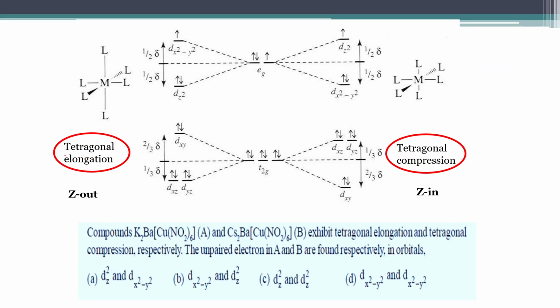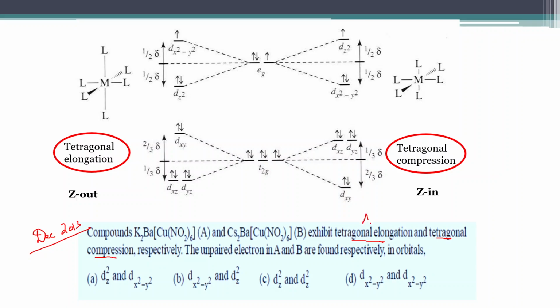And when we look into a CSIR-NET examination, the examination that I cleared, that is the December 2013 NET examination, the question is: two compounds are given, A and B, K2BaCu(NO2)6 and Cs2BaCu(NO2)6. These two compounds are showing Jahn-Teller distortion. And which type of Jahn-Teller distortion?